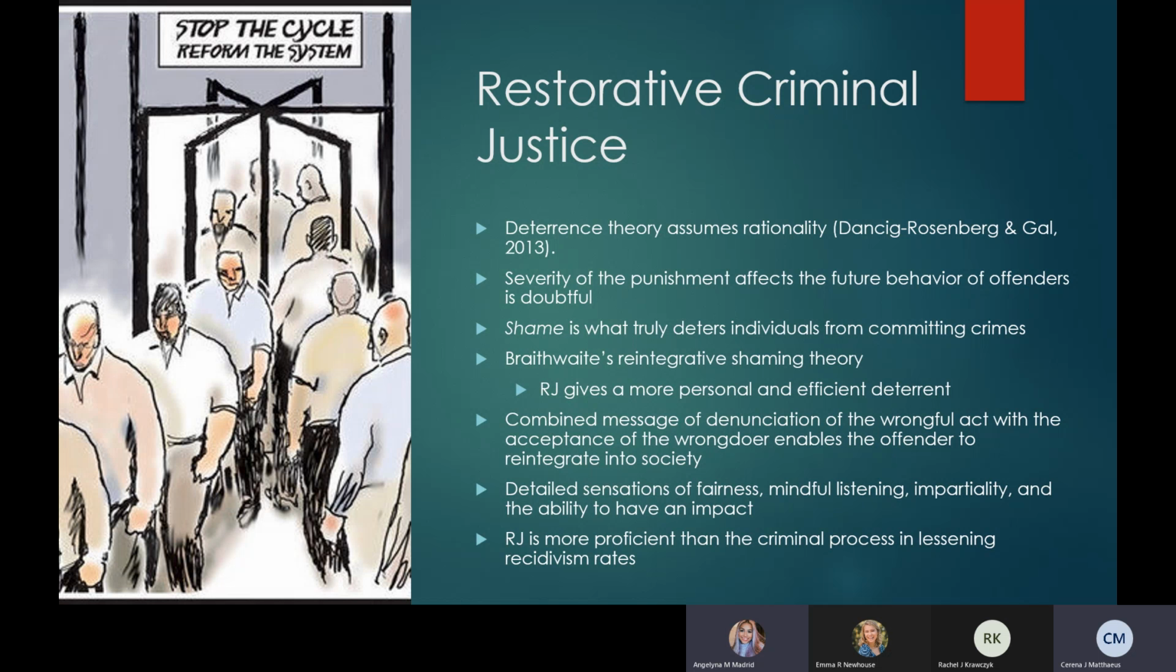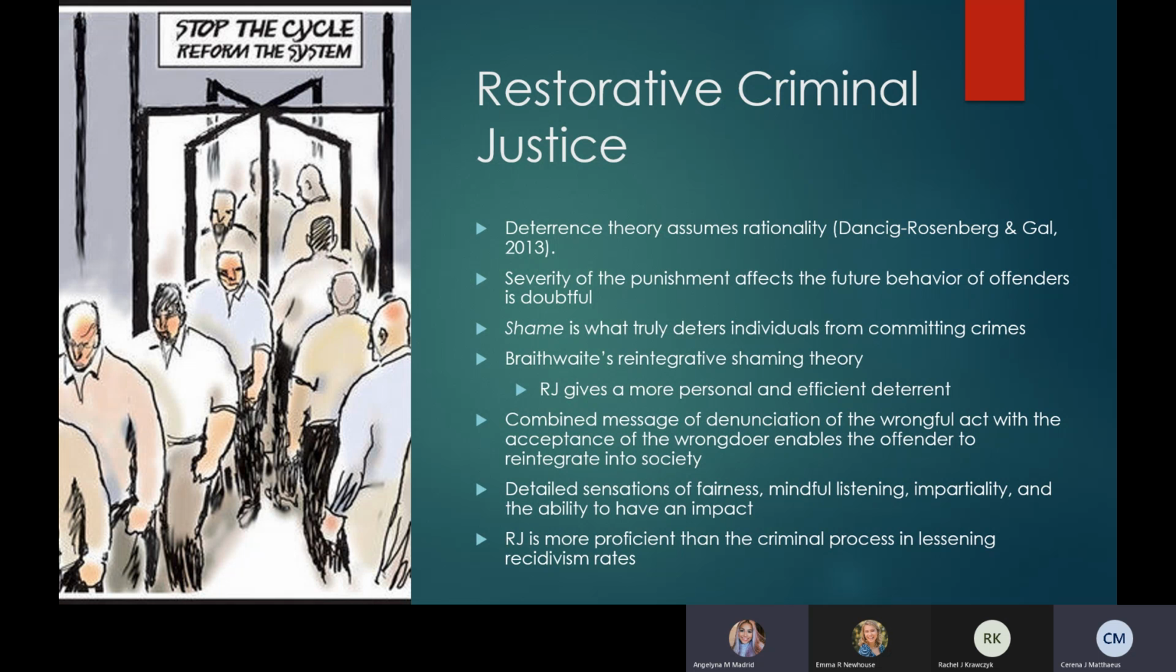And according to Braithwaite's reintegrative shaming theory, restorative justice gives a more personal and efficient deterrent since it builds a space within the local area, shames offenders for their deeds while communicating their concern and taking responsibility for them. So the combined message of denunciation of the wrongful act with the acceptance of the wrongdoer enables the offender to reintegrate into society after having taken measures to repair the harm caused by the crime.